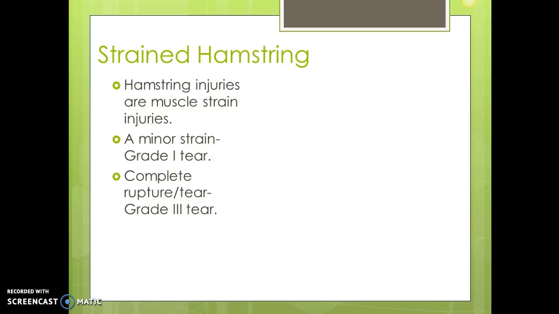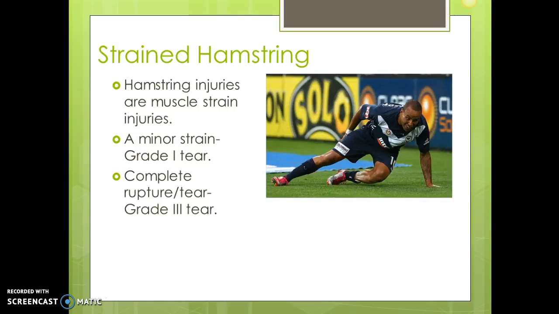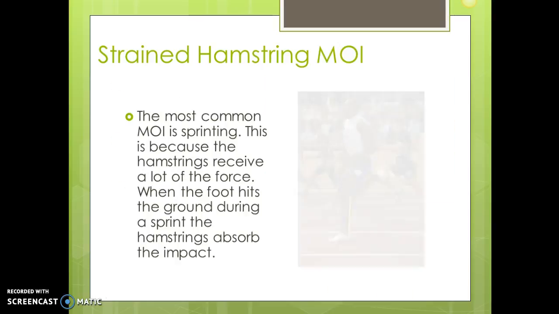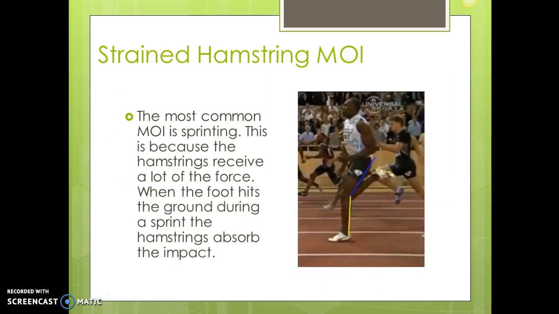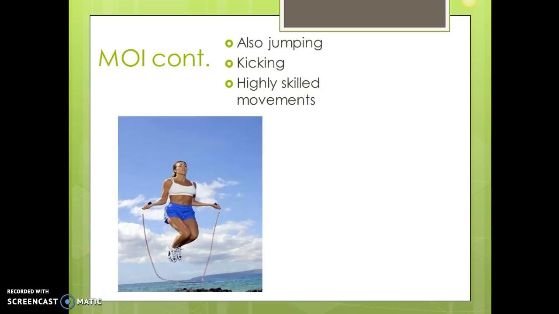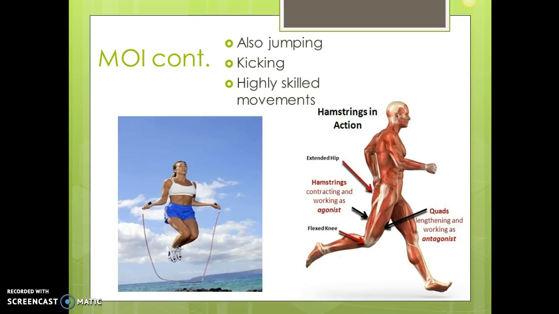So, strained hamstring. Hamstring injuries are muscle strain injuries. A minor strain is a grade 1 tear, and a complete rupture is a grade 3 tear. For the mechanism of injury, the most common is sprinting. This is because hamstrings receive a lot of the force. When the foot hits the ground during a sprint, the hamstring absorbs the impact. Other mechanisms of injury are jumping, kicking, or highly skilled movements that put a lot of strain on the hamstrings.